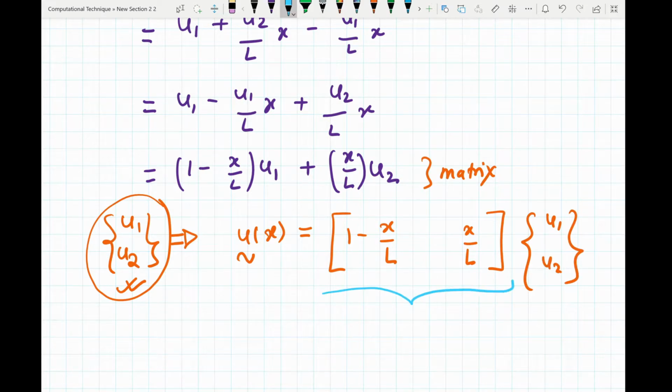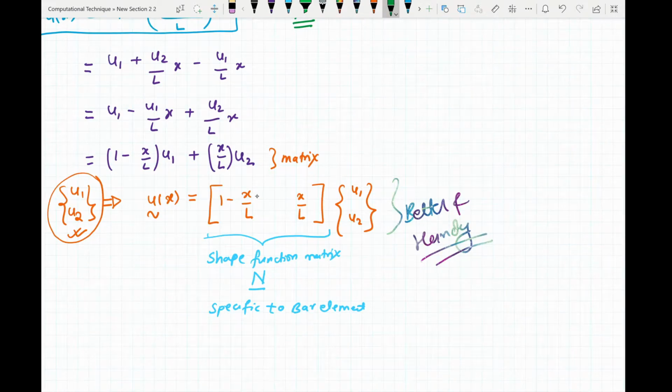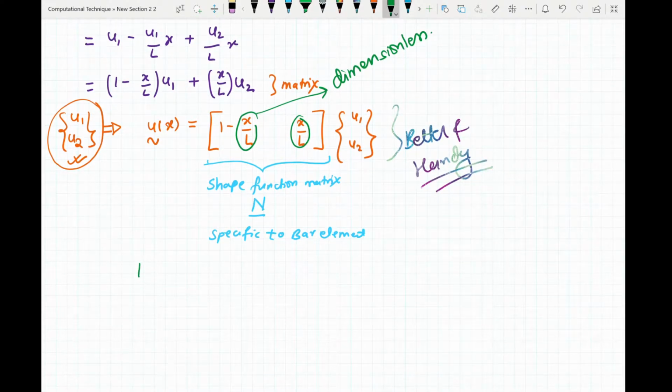Now this matrix here is the shape function matrix, which is generally denoted as the N matrix. This shape function matrix is specific to the bar element. You'll see that this and this are dimensionless, and let's denote x by L as S.